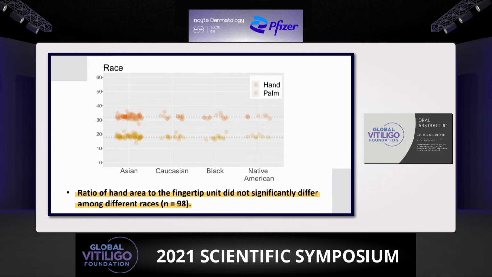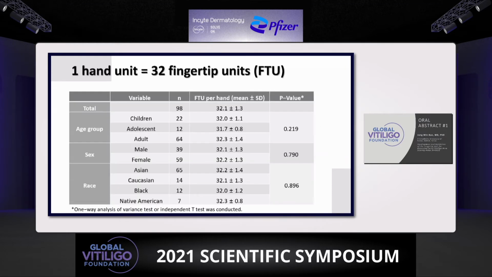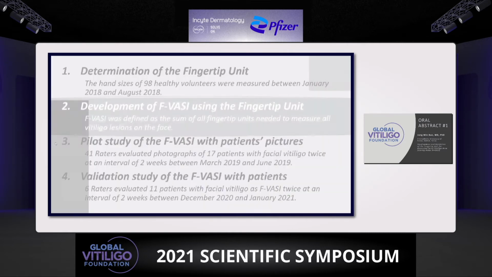The ratio of the hand unit to the fingertip unit did not significantly differ among different races. Furthermore, the ratio did not significantly differ among different age groups and sex as well. As a result, we defined one fingertip unit by converting one hand unit to 32 fingertip units.